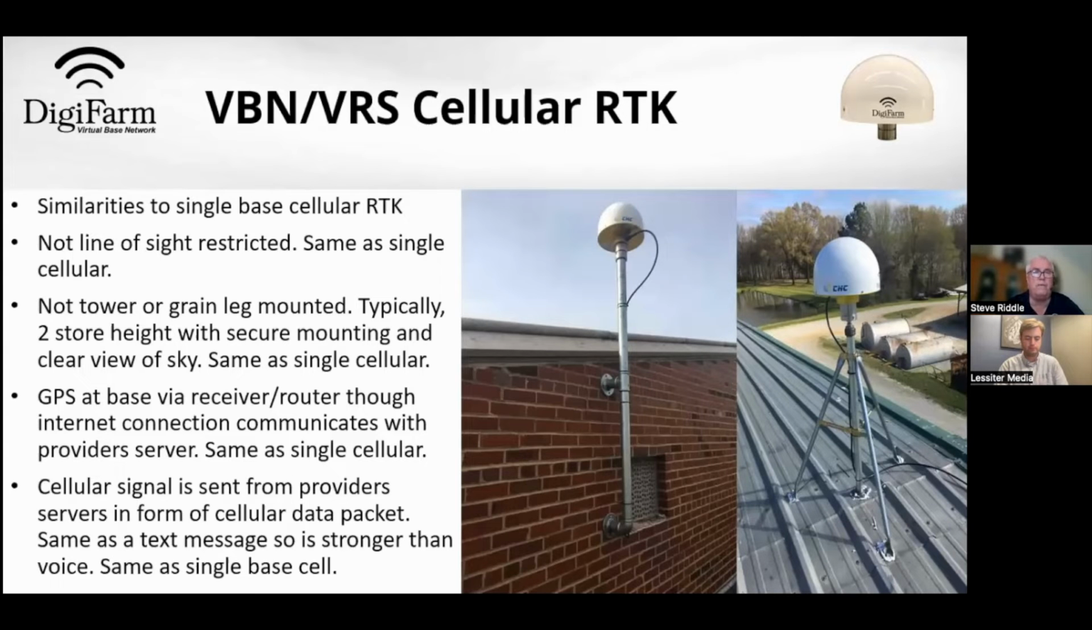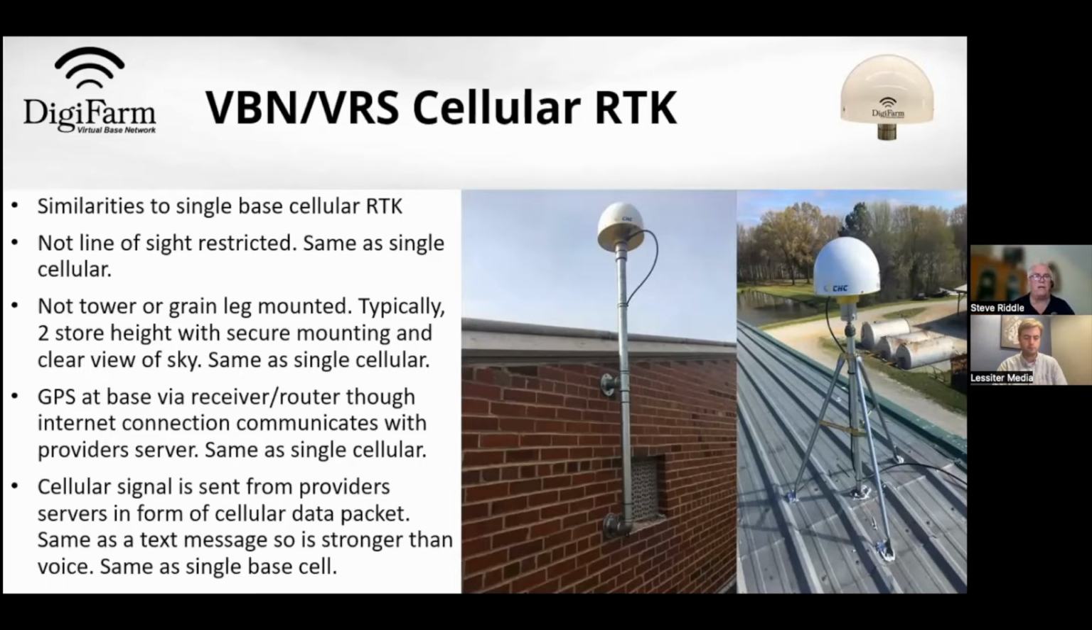So, VBN and VRS cellular RTK: similarities to single base, not line of sight restricted. It's not tower or grain leg mounted, typically, as in the pictures here. It's a two-story height, good secure building mount, and a clear view of the sky. So we break down those problems.